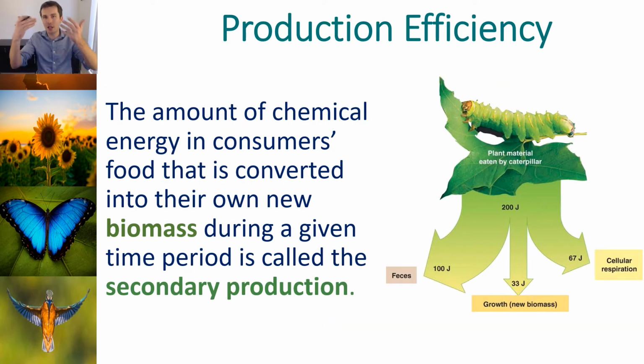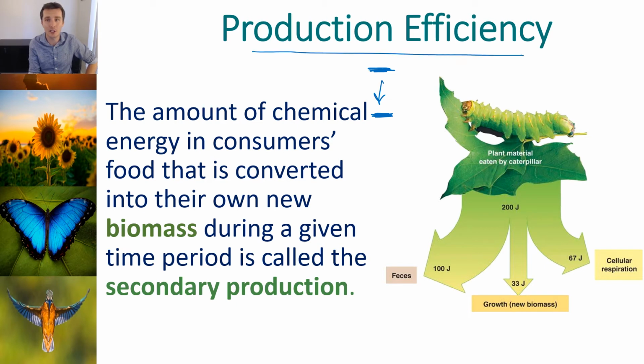So, kind of changing up a bit. We've looked at trophic efficiency, which compares how efficient going from this trophic level, say primary consumers, to this trophic level, say secondary consumers, is. Now what I want to just teach you quickly is production efficiency, which is a different idea. The amount of chemical energy in consumers' food that is converted into their own new biomass during a given time period is called the secondary production.